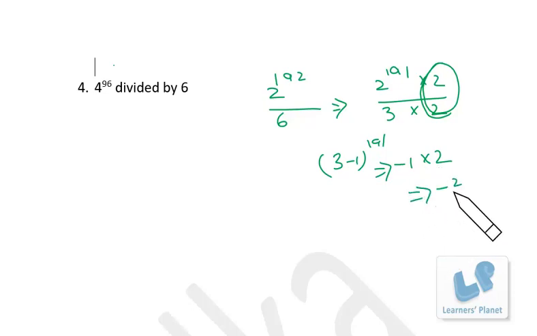So if the remainder is negative, then you can deduct this number from 6. So 6 minus 2, that is 4. So your final remainder is 4. When 4 to the power 96 is divided by 6, your remainder is 4.